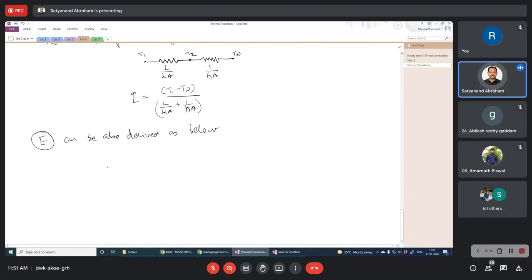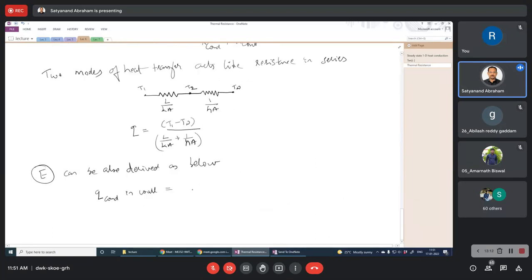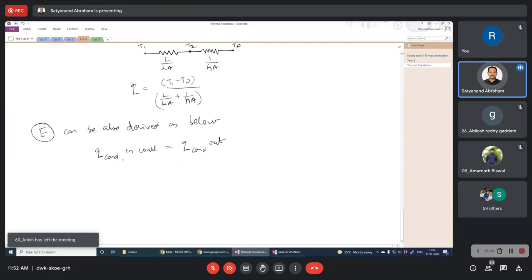So here what we are saying is the condition that Q conduction in wall, since there is no heat generation, whatever heat is conducted in the wall till the surface should be equal to the heat convected to the fluid outside. Therefore we can write Q conducted in the wall is equal to Q convected out. So that's what we are going to write.